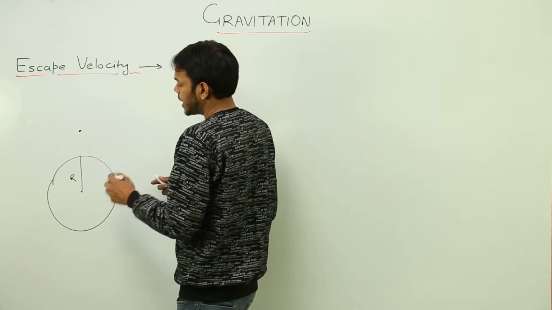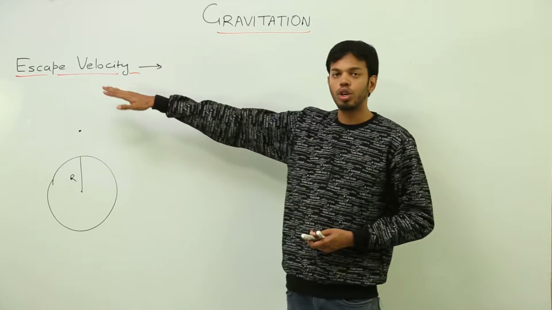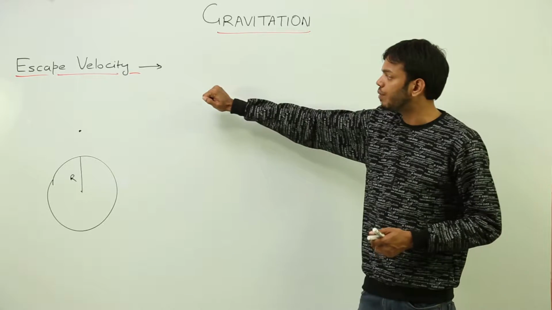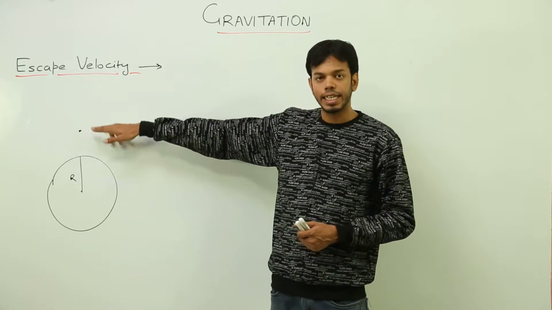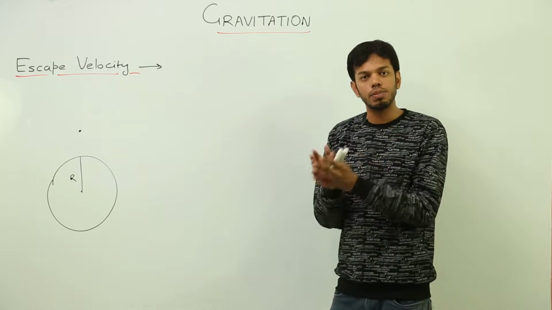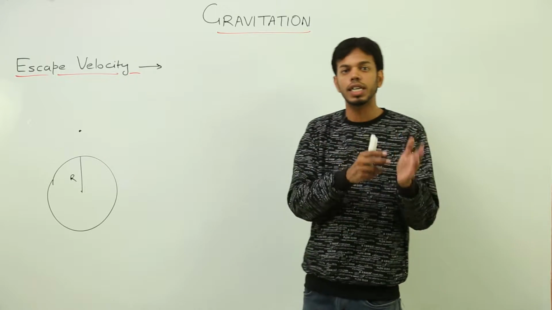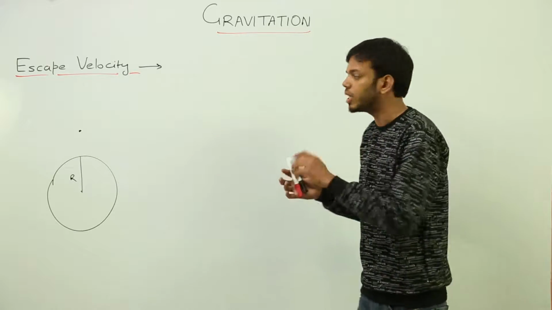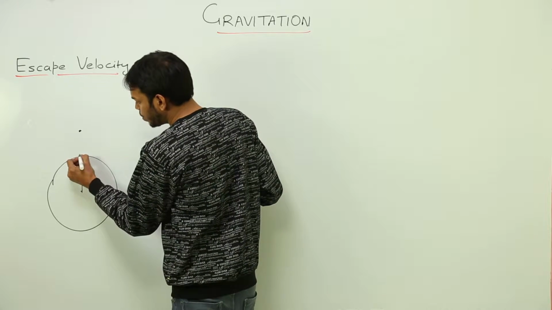So consider this body. Before I start, I'll tell you how we are going to find the expression or the value for escape velocity. The theme here is, I'm going to find out the work done in taking a small body of mass m from the surface to infinity. And once the work has been calculated, I'll equate it with the kinetic energy using the work-energy theorem, that work done is equivalent to kinetic energy. This is the theme.